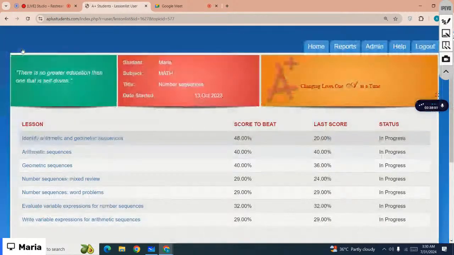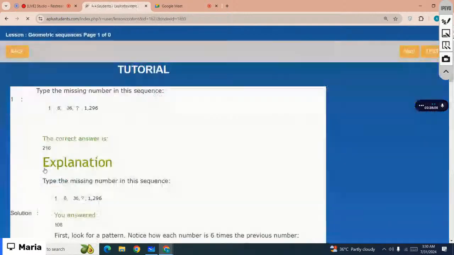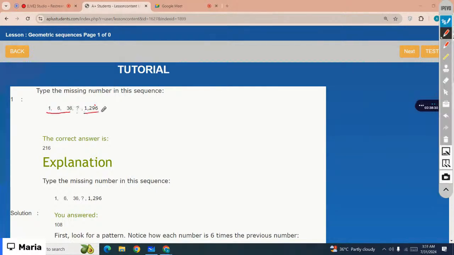The next lesson is geometric sequences, right? Let's just start with the geometric sequences. Now you have to multiply or divide by the common number, right, to get the next one. Type the missing number in the sequence, right? So just look at the sequence, that is 1, 6, 36, the missing number, and 1296, right?